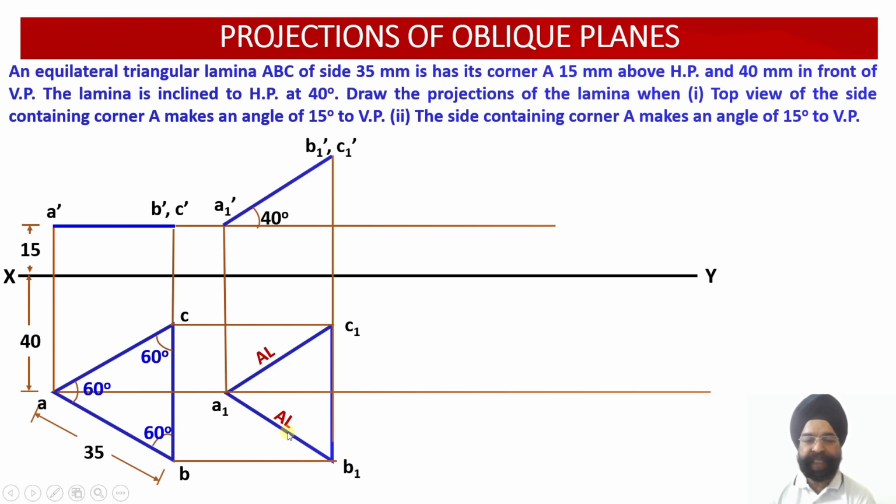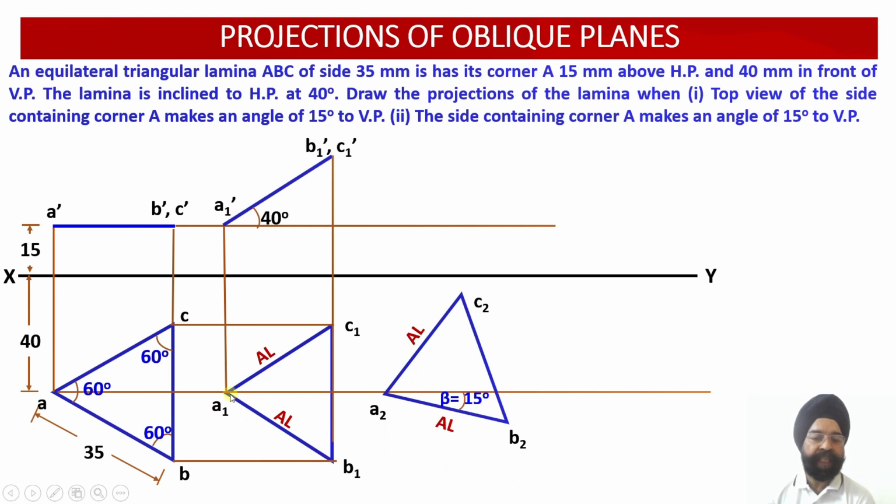If you want to pick up this edge, you can pick up this edge to be inclined at an angle of 15 degree with respect to VP. If you want to take this particular edge to be inclined with respect to VP, you can do it. So let us now transfer this particular triangular lamina at an angle of 15 degrees. So we have chosen this edge, A1 B1. So this point will be A2. So I'll measure this length A1 B1, and this length will be projected and marked over here.